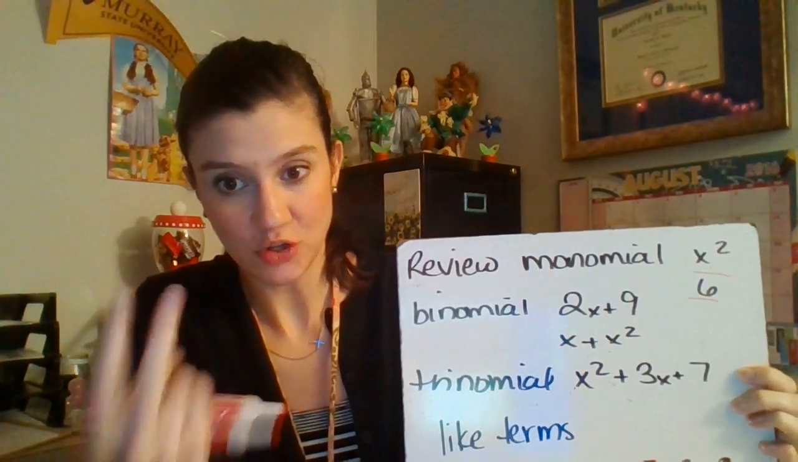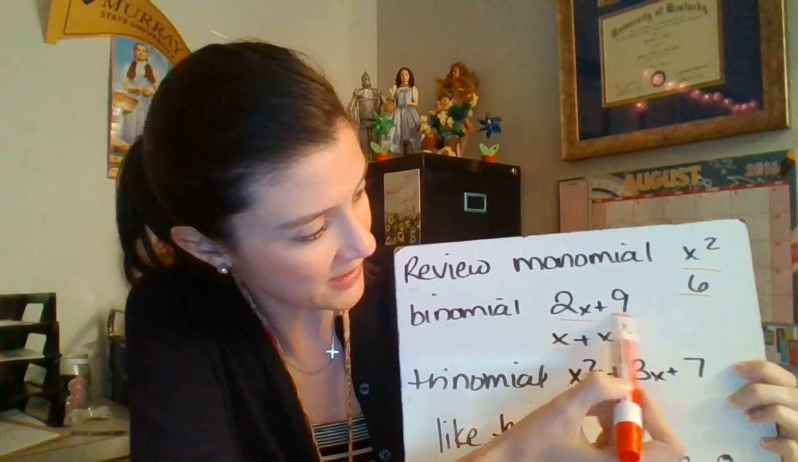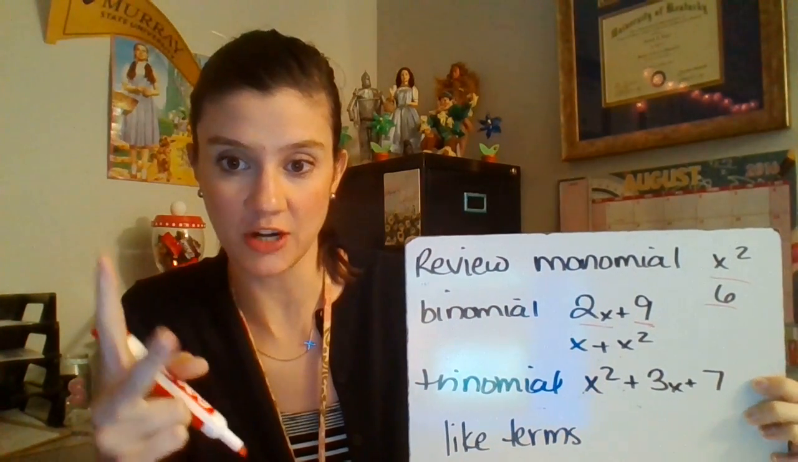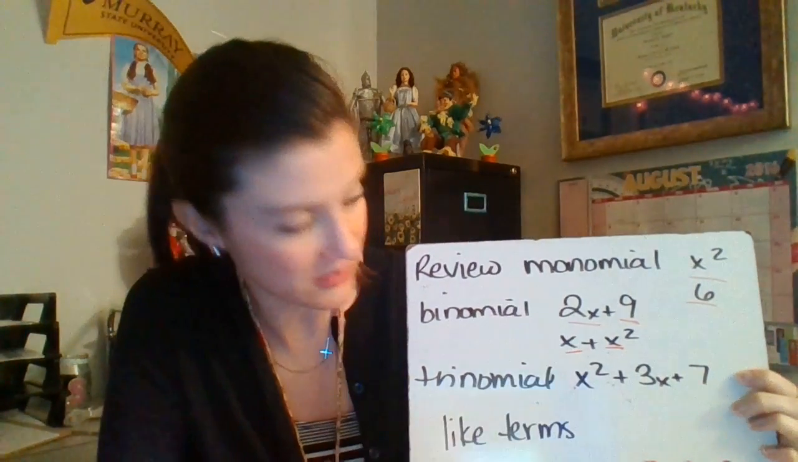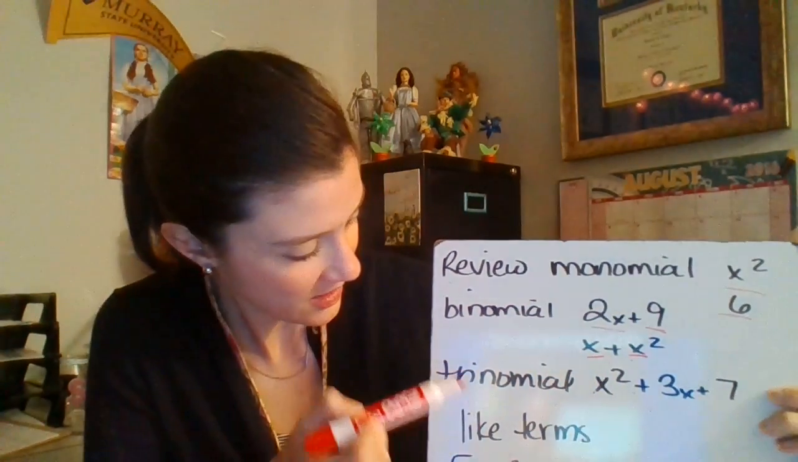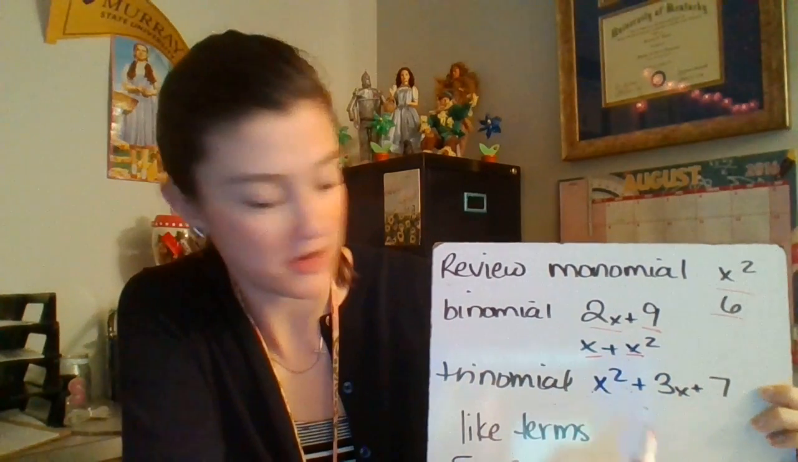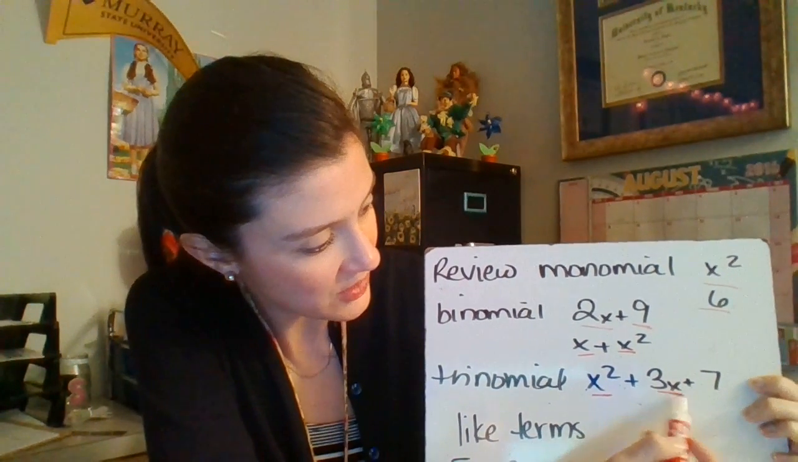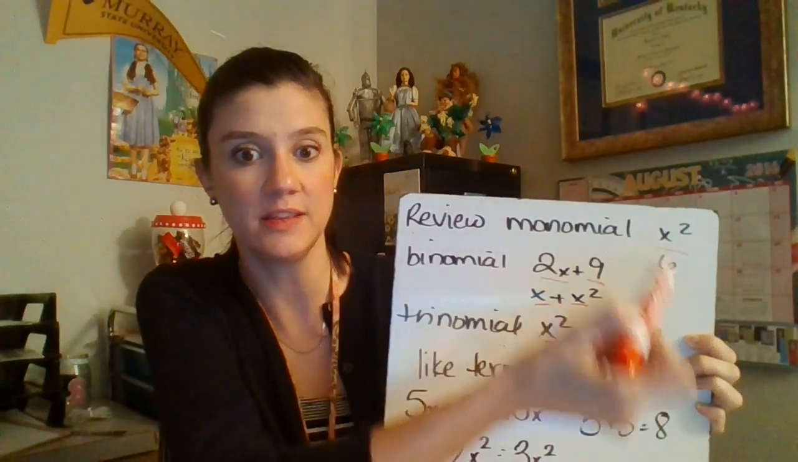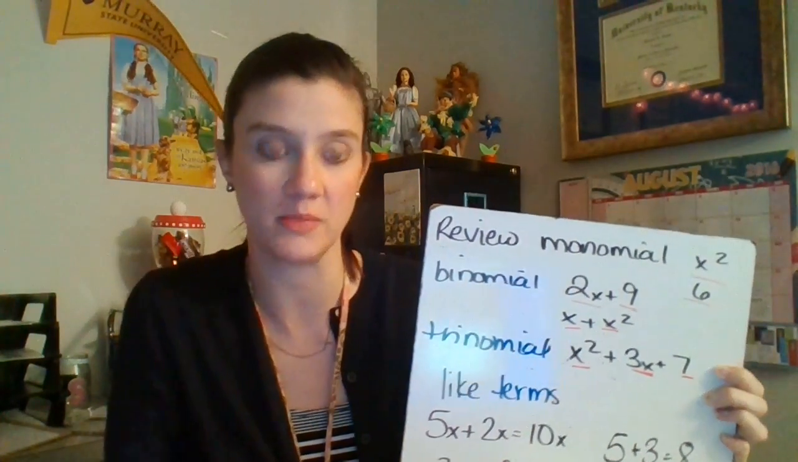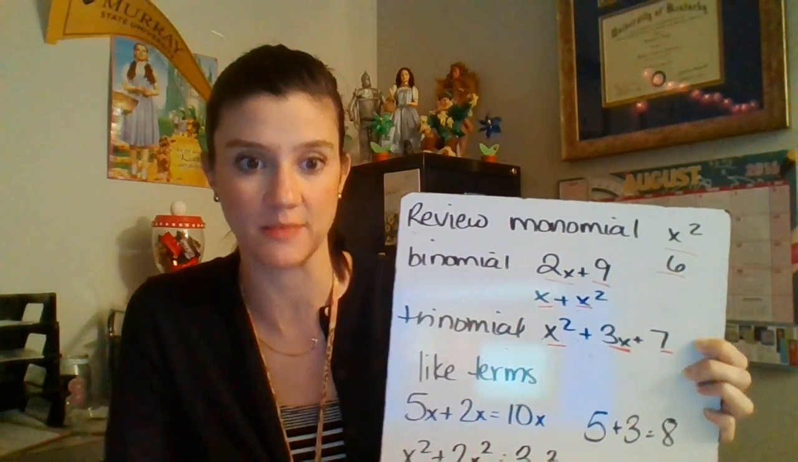Binomials have 2 terms. 2x and the 9 there, those are 2 terms, binomial. Same here, x and x squared, 2 terms, binomial. Then we have trinomials that have 3 terms. 1, 2, 3. Okay? Trinomial. All of these are examples of polynomials, which just means lots of numbers, different terms.